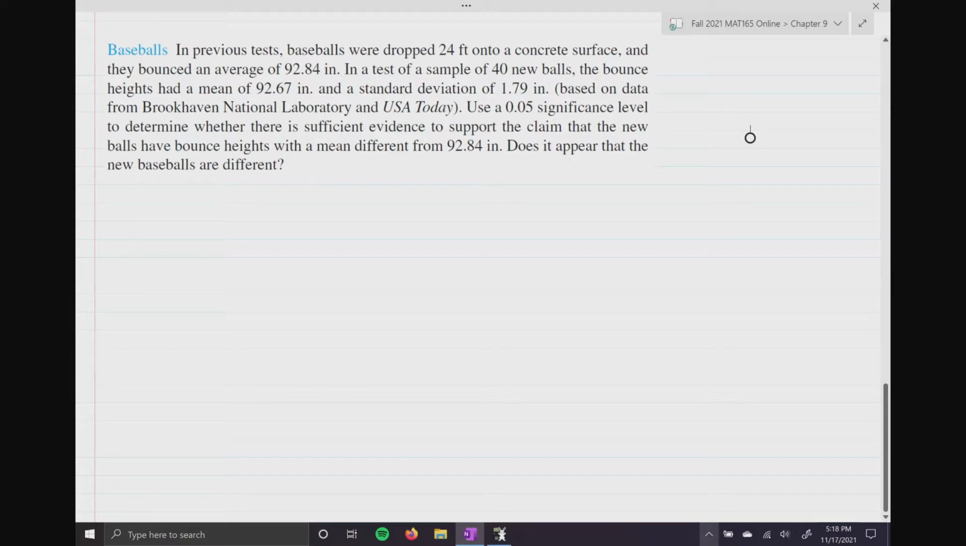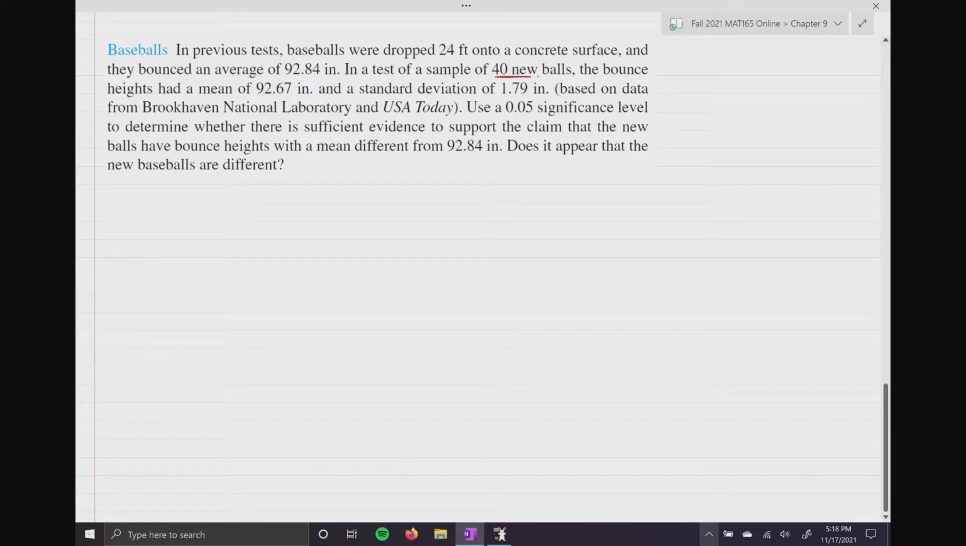Use a 0.05 significance level to determine whether there is sufficient evidence to support the claim that the new balls have bounce heights with a mean different from 92.84. And then we're going to answer the question, does it appear that the new baseballs are different? Okay? So once again, I'm just going to go through the problem and highlight the important information here.